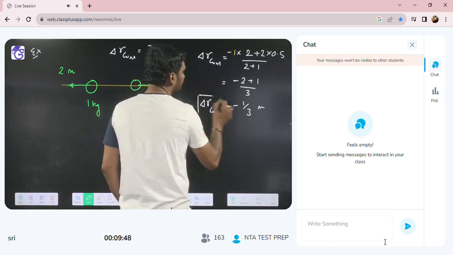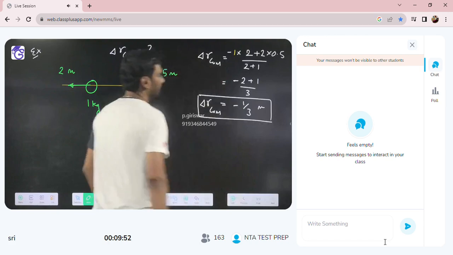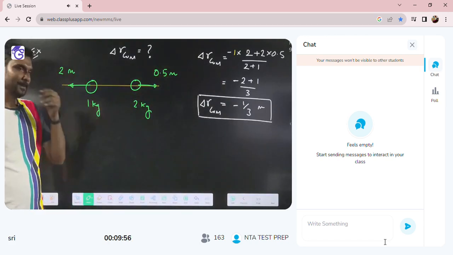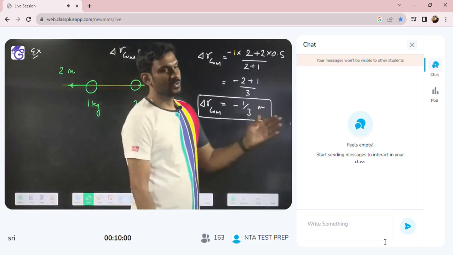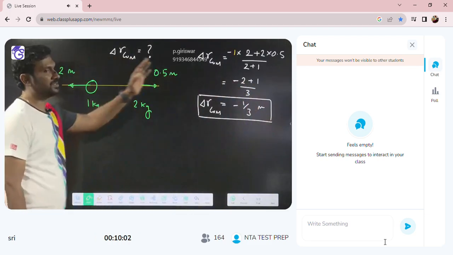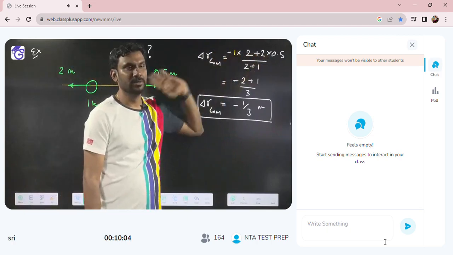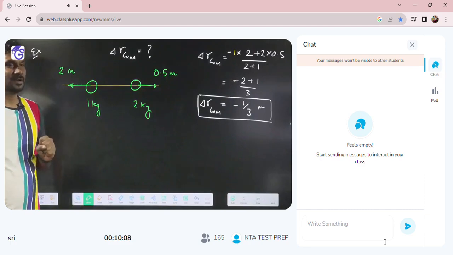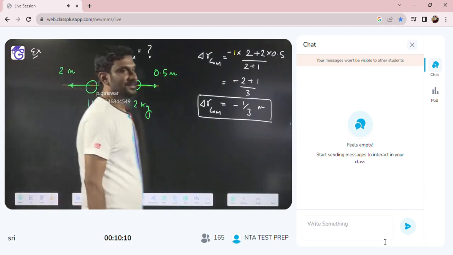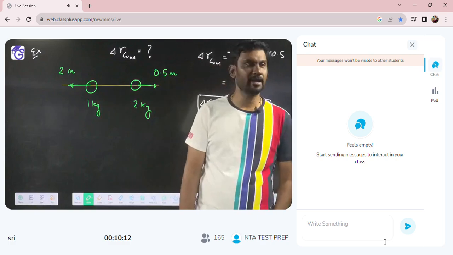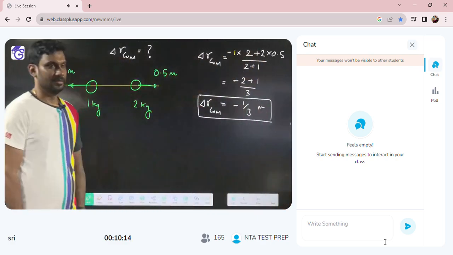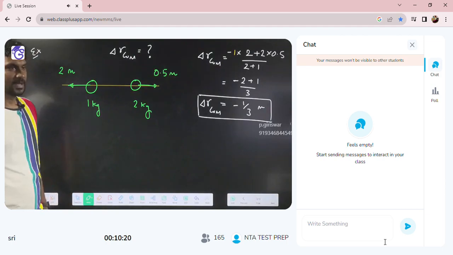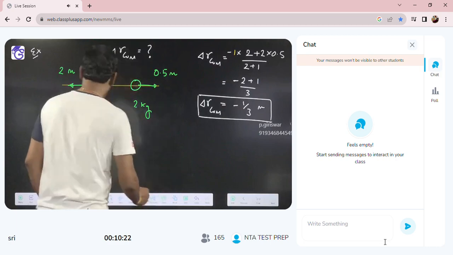You have to be careful, otherwise mistake will happen. Got it? Did you get the idea? So when it is moved in the negative x-axis, I have to consider this negative sign, otherwise I will get it wrong. Did you get the clarity, everyone? Idea clear? Right? Fine. Next example.